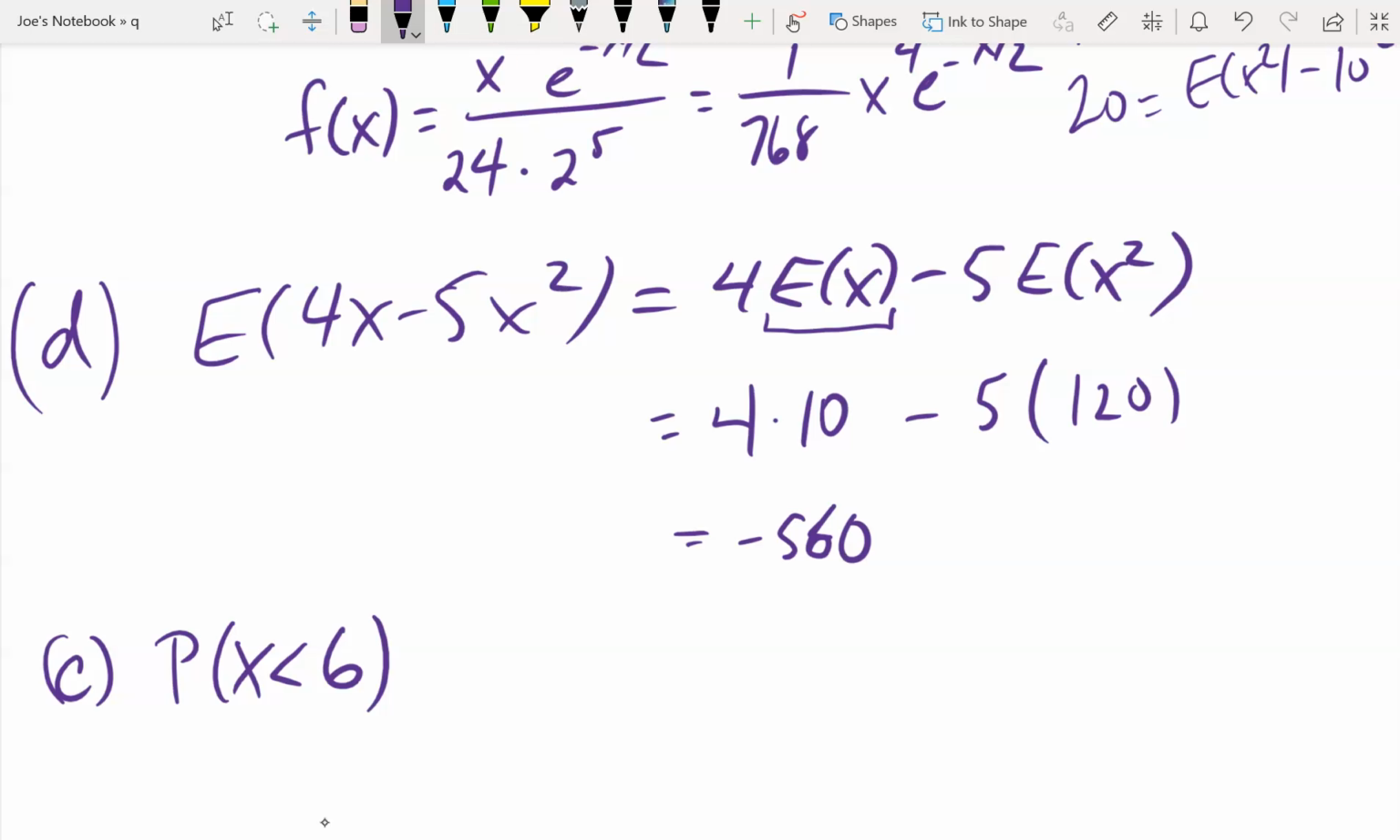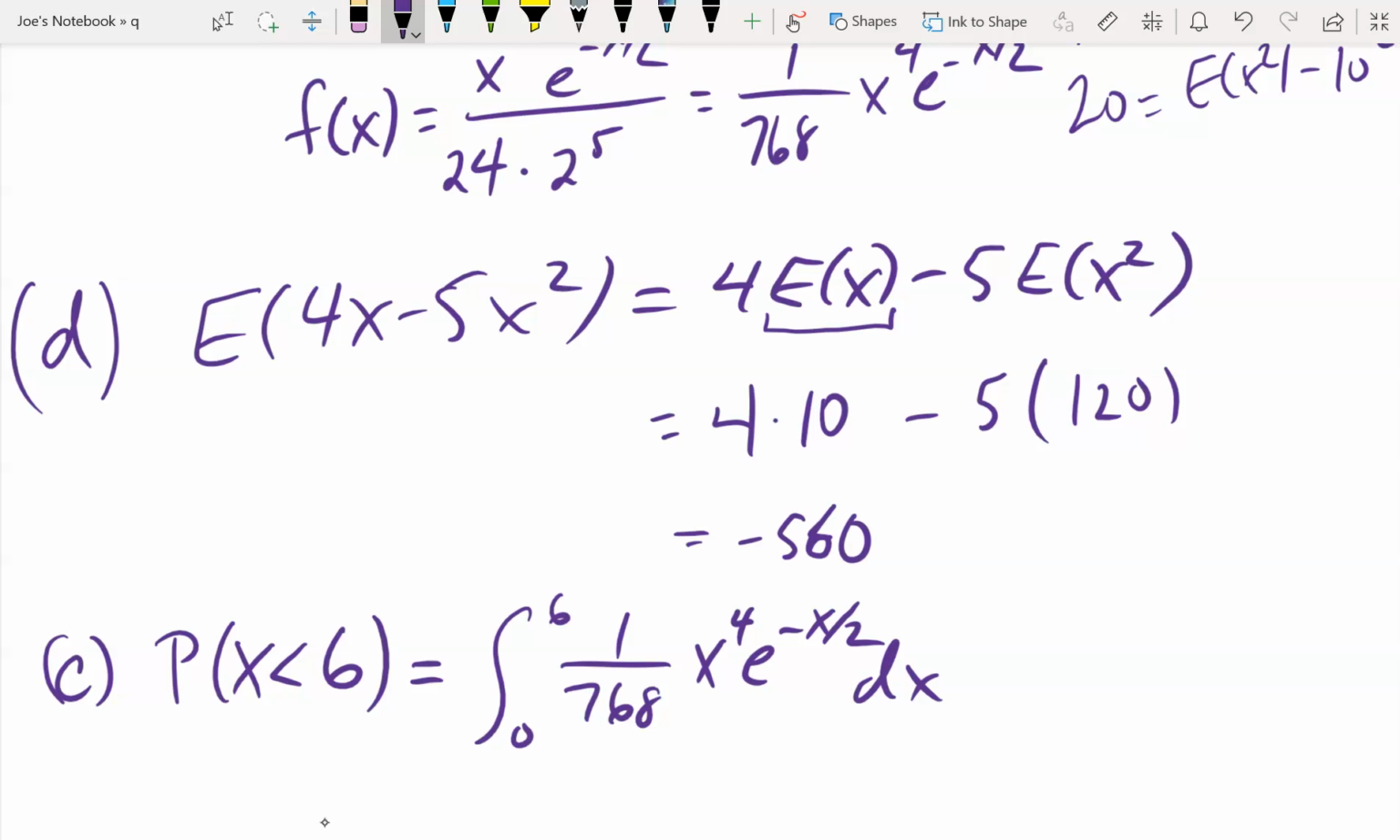Unfortunately, I don't have a nice CDF given to me for the gamma distribution, right? So if I want to calculate this probability, it's a continuous random variable. How am I going to calculate the probability that x is less than 6? What do we need to do? Yeah, we do the integral, right? It'll be the integral from 0 to 6 of the PDF, right? And we came up with a PDF in one of the previous parts, right?